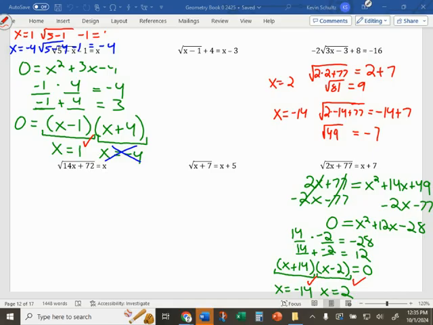Negative 7 minus negative 7 is 0, yes. Congratulations. Okay, we've got time to do another one. Look at how, we only got 3 of them left.